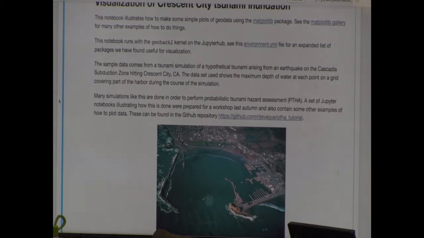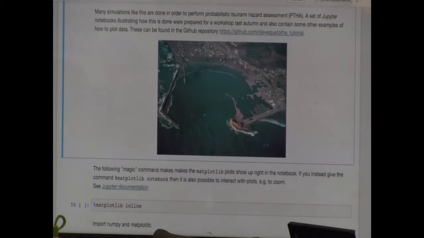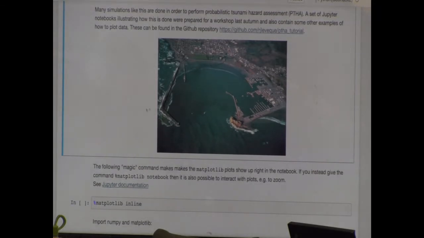This is simulation data coming out of a computer model rather than observational data. But a lot of the same techniques you could apply to lots of other sorts of data sets. In particular, we're going to look at some data that came from modeling Crescent City, California, which is a small community up near the Oregon border.